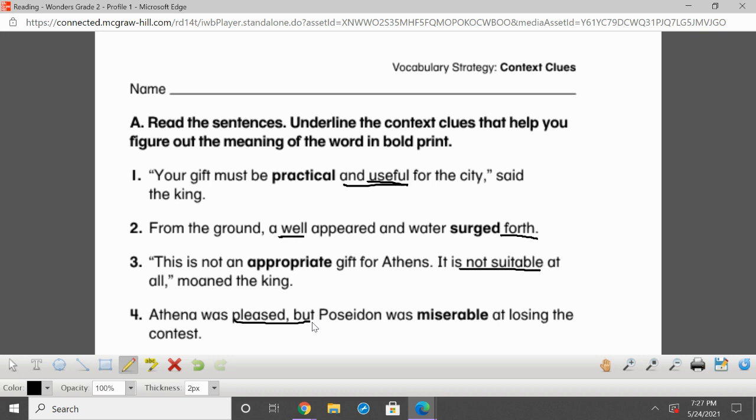Another clue in the sentence is at losing the contest. So if someone loses a contest, that's another hint that they're probably not happy, right? Now in this sentence, Athena was happy, but Poseidon was miserable at losing the contest. So not only does that pleased but say, hey, this guy's the opposite of pleased, but losing the contest also gives us a hint that, you know what, miserable probably means not happy, not pleased, right? Mad, sad. If you're miserable, you kind of feel all of those things.